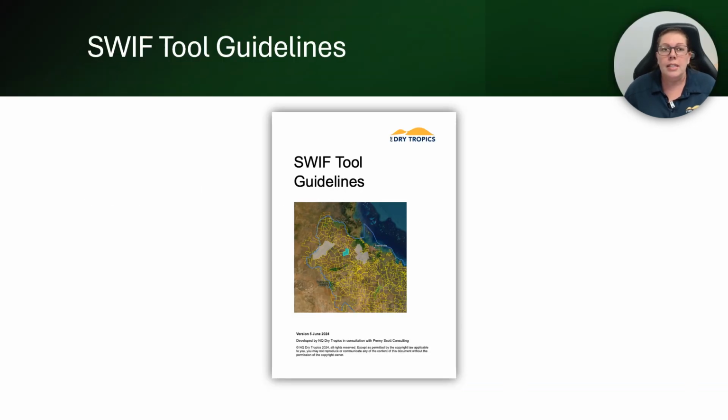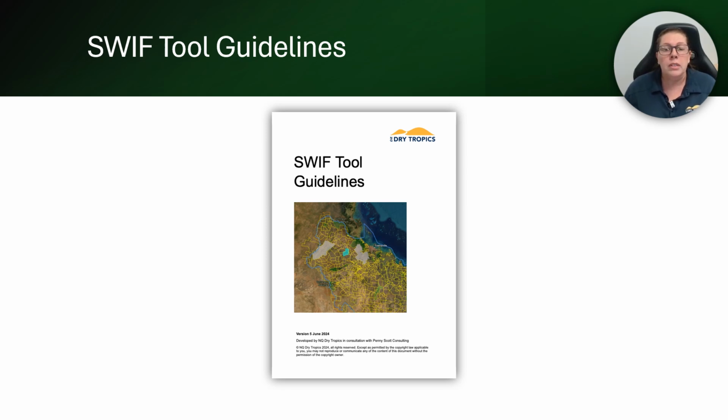This presentation is intended to complement the SWIF tool guidelines, which are available on the NRM Regions Queensland website under the SWIF Resources section. The SWIF tool is an ArcGIS-based tool that guides users through a step-by-step process to map and code polygons for their project, as well as planning out monitoring and developing a condition monitoring plan. At this stage, it is hoped the tool will be available in late 2024.